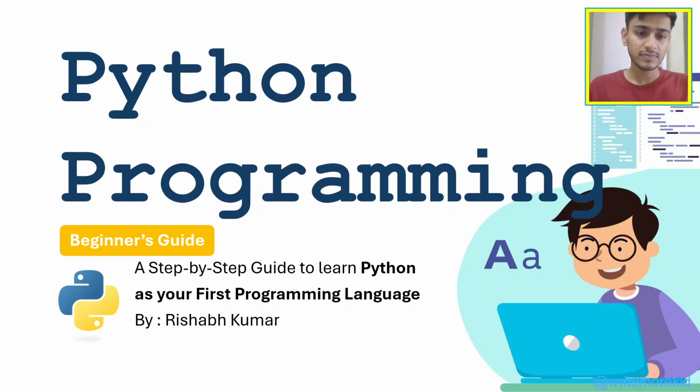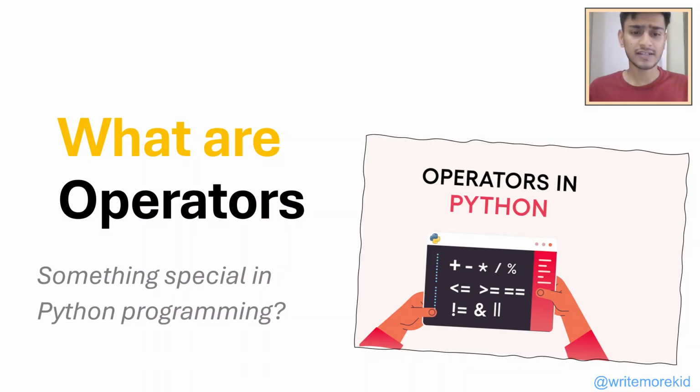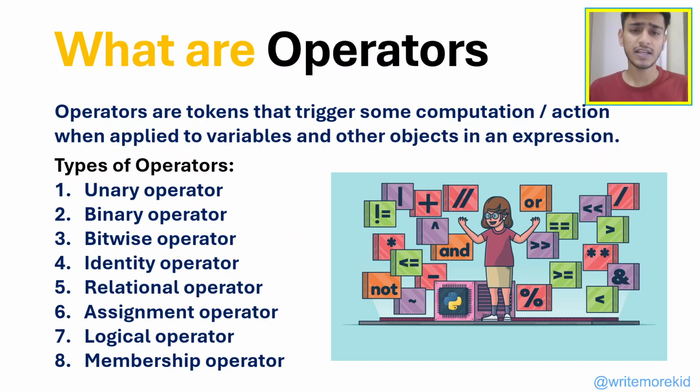So here you can see something special in Python programming. What is so special about it? Let's find out all together. Here you can see that operators are the tokens that trigger some computation or action when applied to some variables and other objects in an expression.